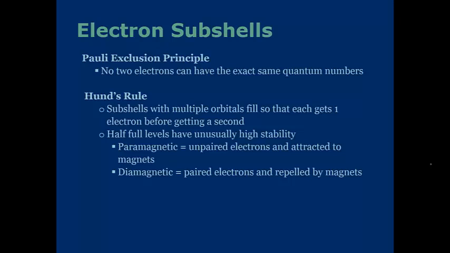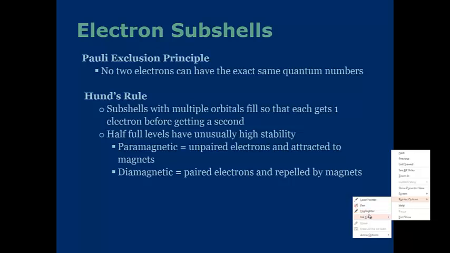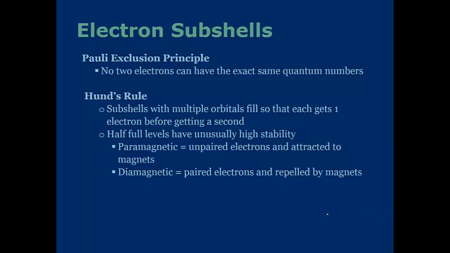Paramagnetics are when there are unpaired electrons and they're attracted to magnets. Diamagnetics is when they're paired and repelled by magnets. So an example would be, if they're paramagnetic, let me switch the ink out, there's an unpaired electron. So if I were to deal with a p subshell, if I were to have unpaired electrons like so, this would be paramagnetic. Diamagnetic, on the other hand, is when everything's nicely paired like such.